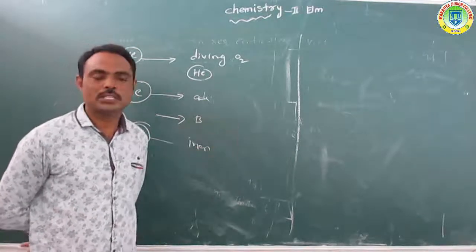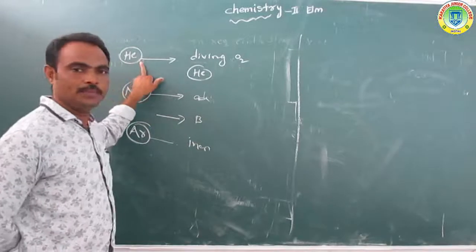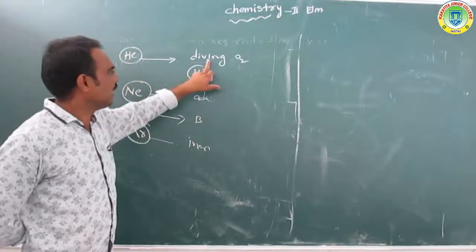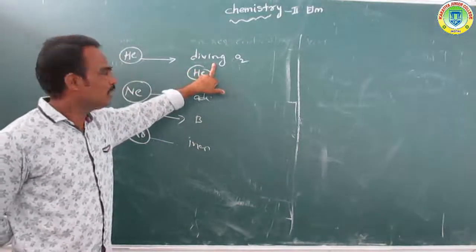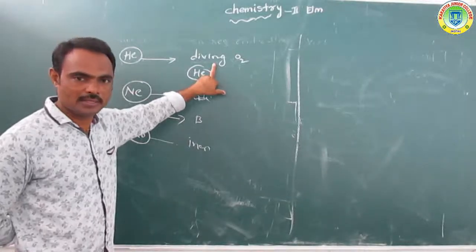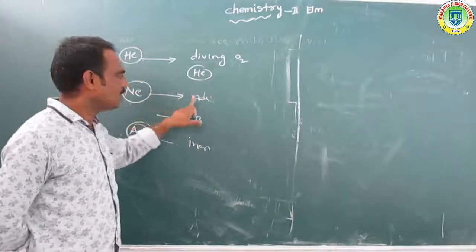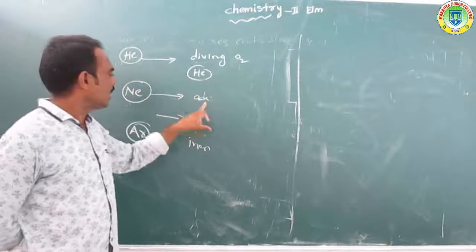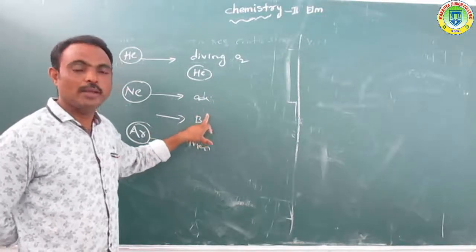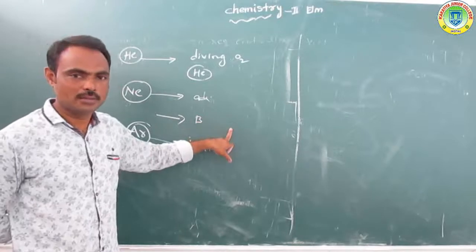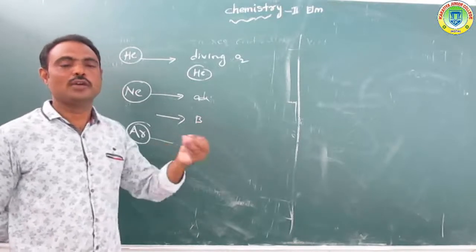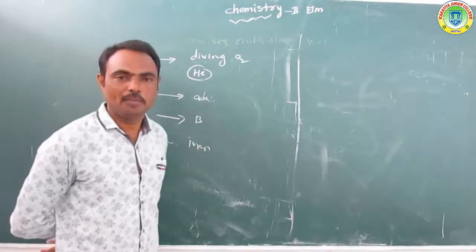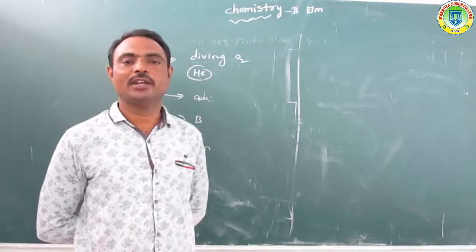This is the use of helium, neon, and argon. Helium is mainly used in diving apparatus. Neon is mainly used for advertisement boards and in botanical gardens or green gardens. Argon is mainly used for different types of bulbs, and in metallurgy to extract different metals.